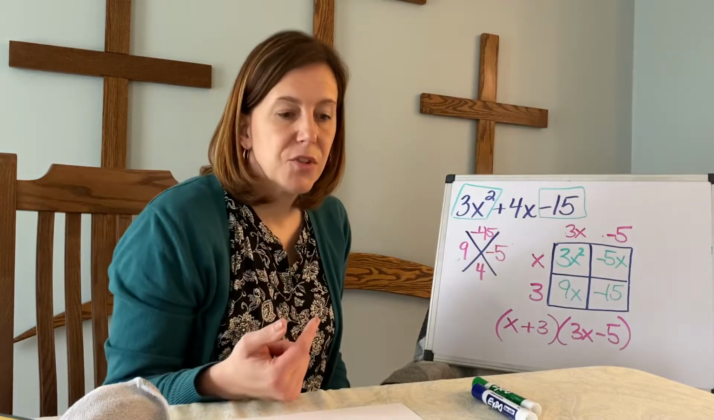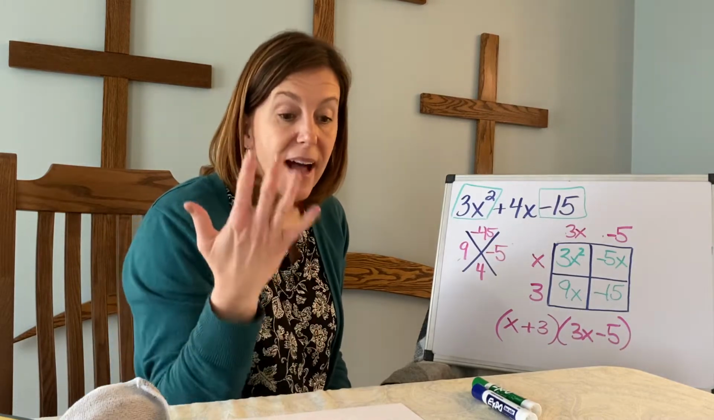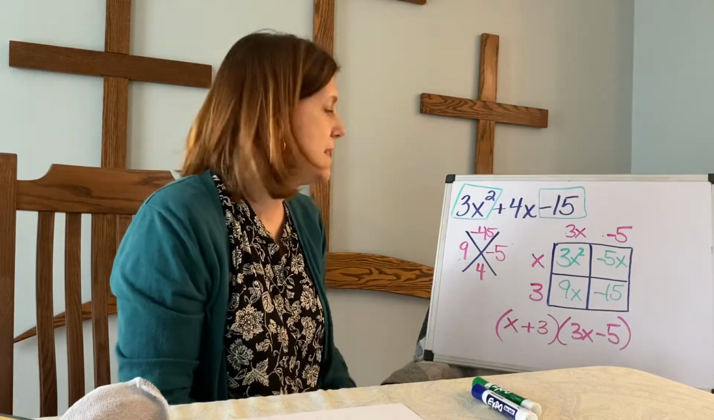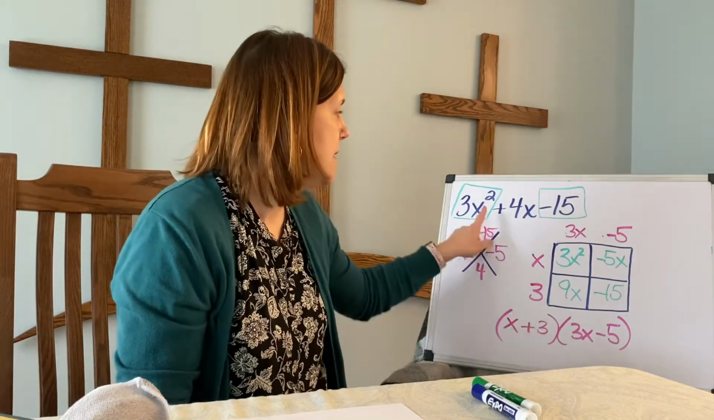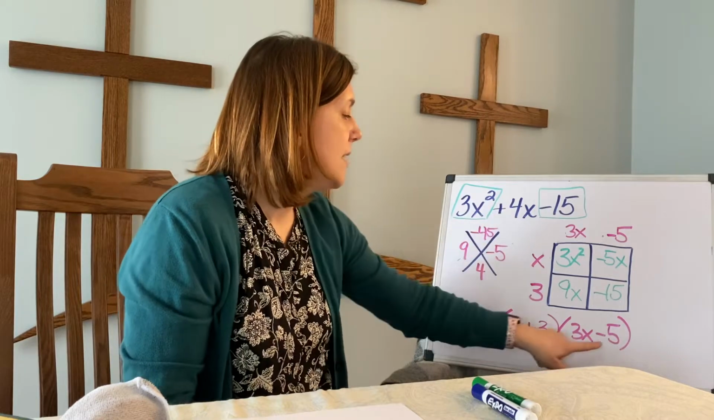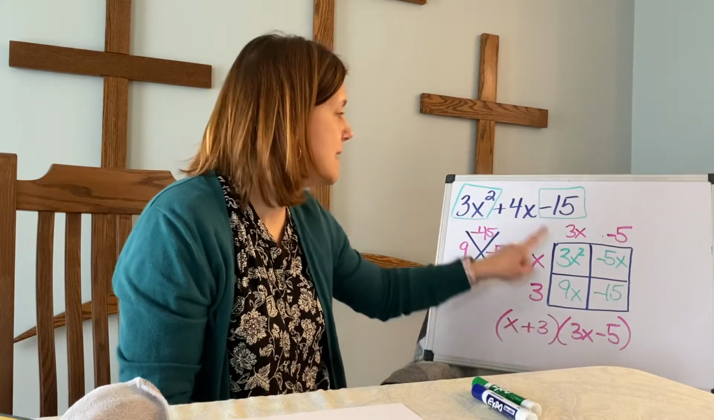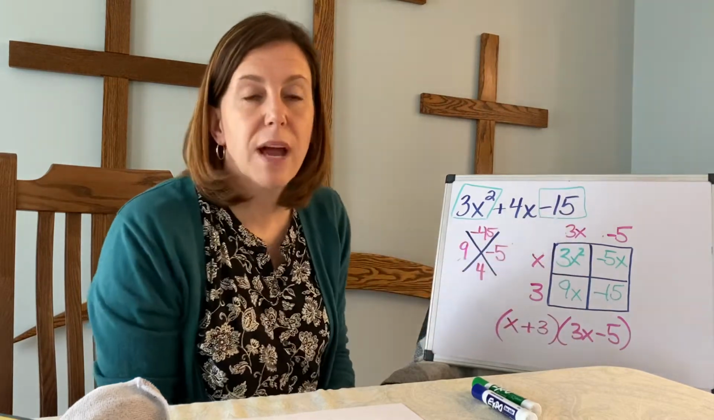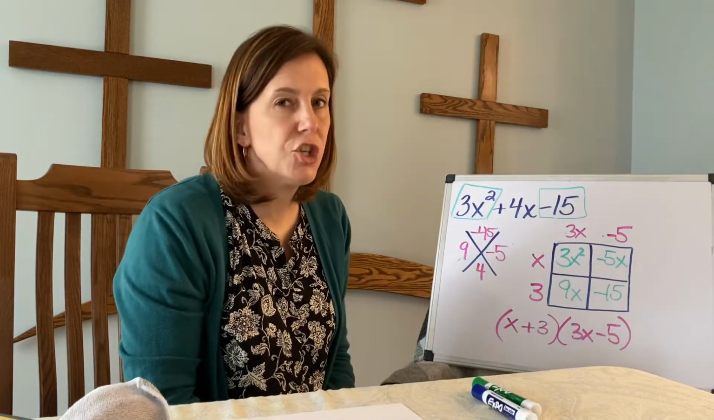Just like we did yesterday, our final step 5 is to check by foiling. And I can do that mentally. 3x squared. Negative 5x plus 9x gives me 4x. Last, negative 15. So I ended up right where I started. That's the way I check.